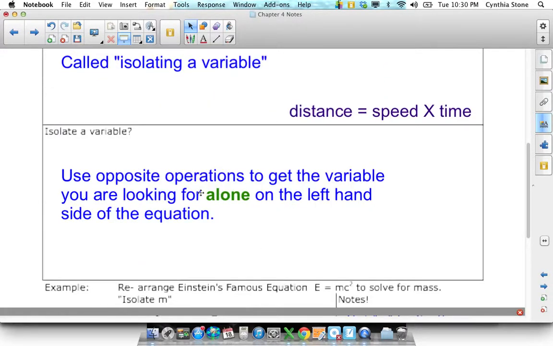Pretty much, though, what you need to do is use opposite operations, rearrange an equation, to get the variable you're looking for alone and generally on the left-hand side of the equation. So let me get right into showing you what I mean.